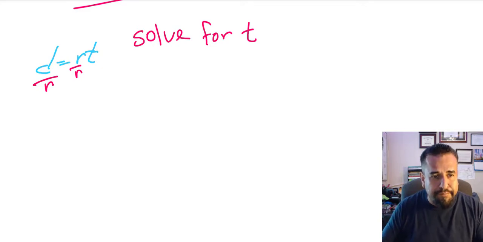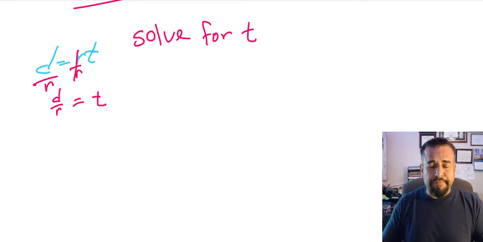So let's clean it up. Here on this side of the equal sign, I have T. And on this side, I have D over R. Am I done? Yes, I'm done.